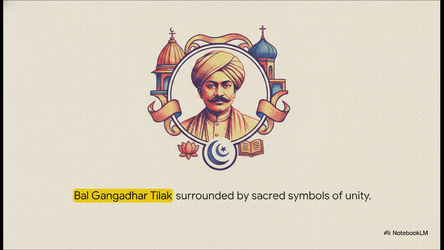In early prints like this one of Bal Gangadhar Tilak, leaders were often surrounded by sacred symbols of unity. Look in the background, you can see a temple, a church, and a masjid. This is a literal illustration of collective belonging. It was a visual reminder that despite incredibly deep cultural and religious differences, the path to a free nation required all these groups to stand united within one frame.